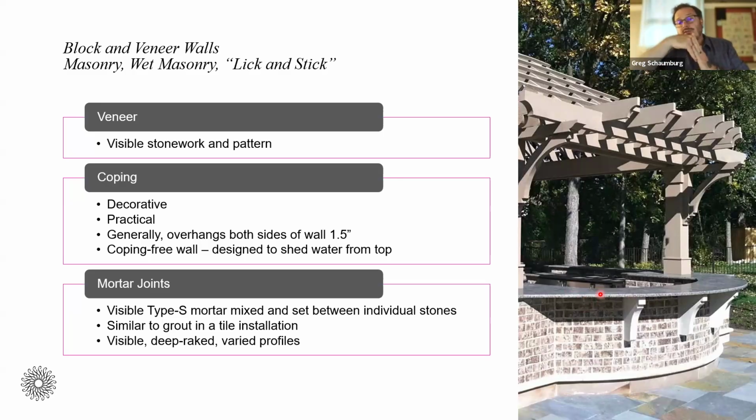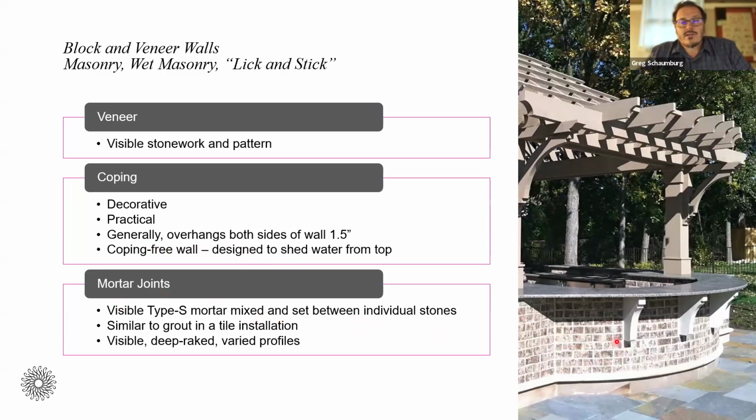If water seeps between those two and it freezes, it's going to start to blow apart when we get into our freeze thaw cycle. So there are some coping free walls that I'll show you examples of that are designed to shed water from the top, but not have a coping on it. And certainly that's something that the right mason can do as well. We've talked to a couple that can do that.